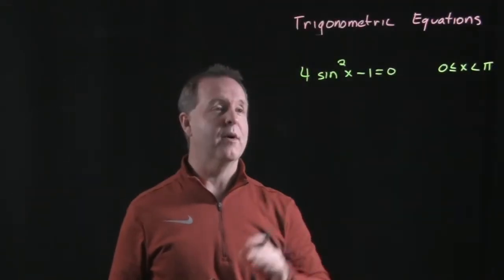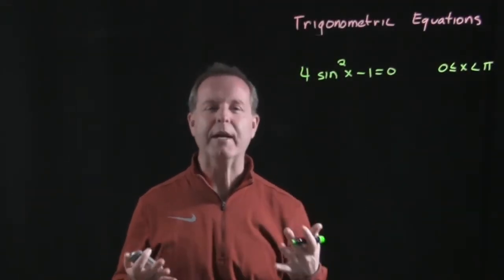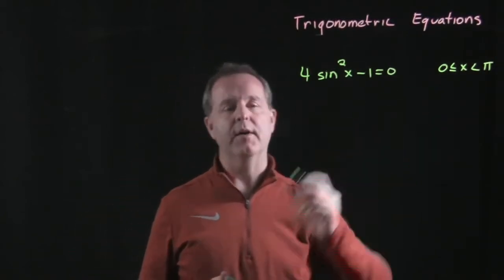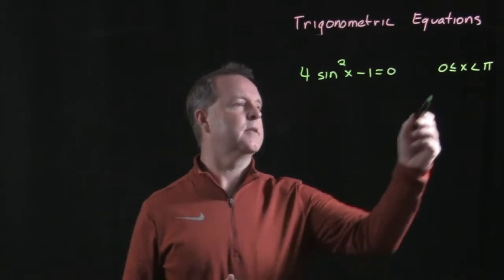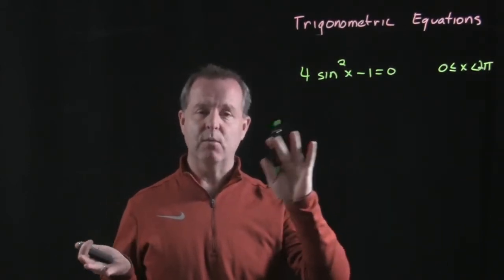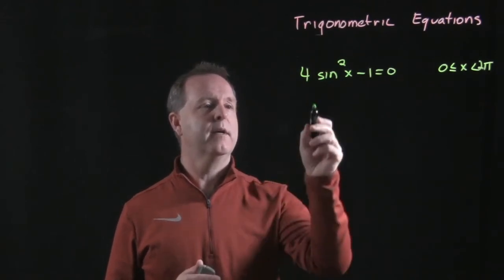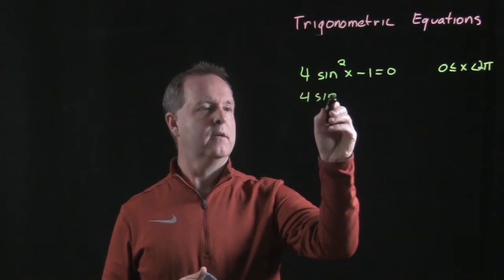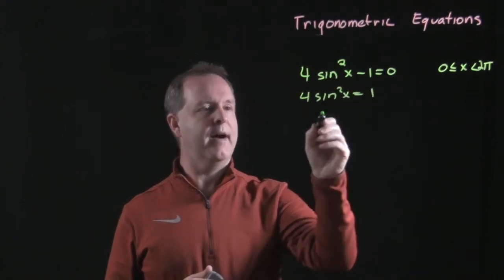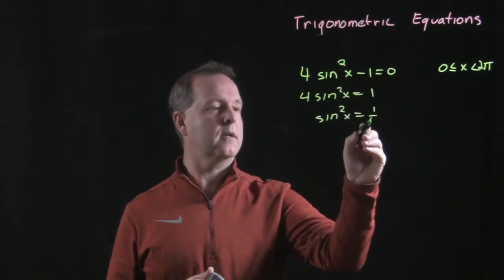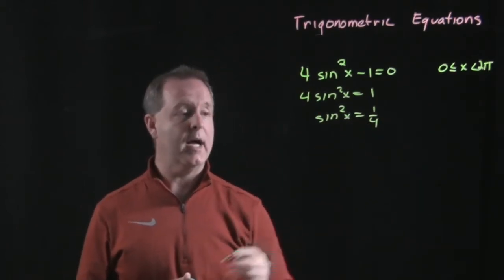Another quadratic we want to explore, or another wrinkle in it, is 4 sine squared of x minus 1 equals 0. All the values of x between 0 and, let's make that 2 pi. So let's solve that. Again, we want to get sine of x by itself. So let's go ahead and do 4 sine squared of x equals 1. Divide both sides by 4. Just some preliminary work. From there, we can take the square root of both sides.